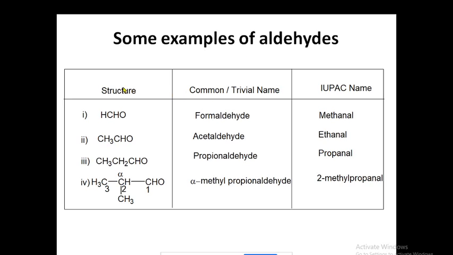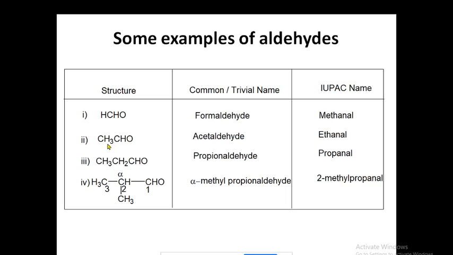This is the first structure, HCHO. Its common or trivial name is formaldehyde, as its oxidation gives you formic acid, and therefore its common name is formaldehyde. For the IUPAC name, only one carbon, therefore methane, and E is replaced by al, therefore it's methanal.